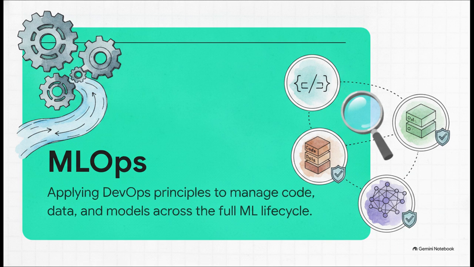But here is the critical difference. Traditional DevOps really just manages code. MLOps has to juggle 3 first-class artifacts. You're managing the code, sure, but you're also managing the data and the models themselves. And every single one of those 3 artifacts has to be versioned, tested, and deployed with the exact same level of rigor.